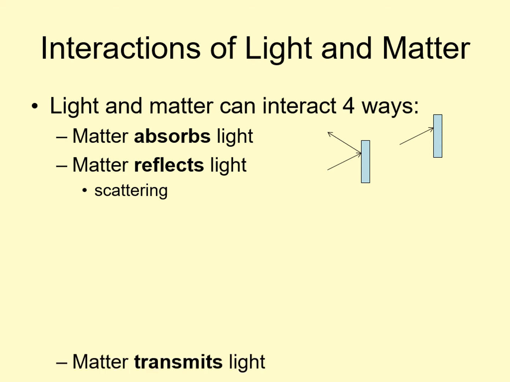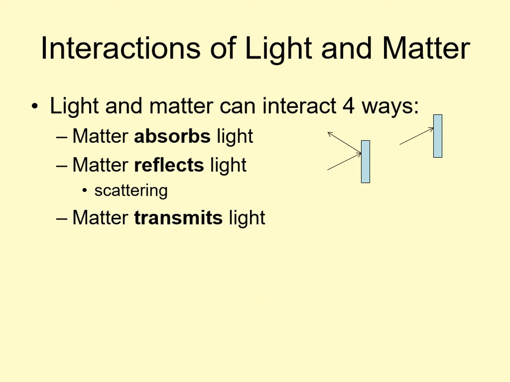The third interaction is transmission. In this case, the light passes through the matter. The direction the light travels may change some, but otherwise the light keeps on going. A piece of glass transmits visible light.